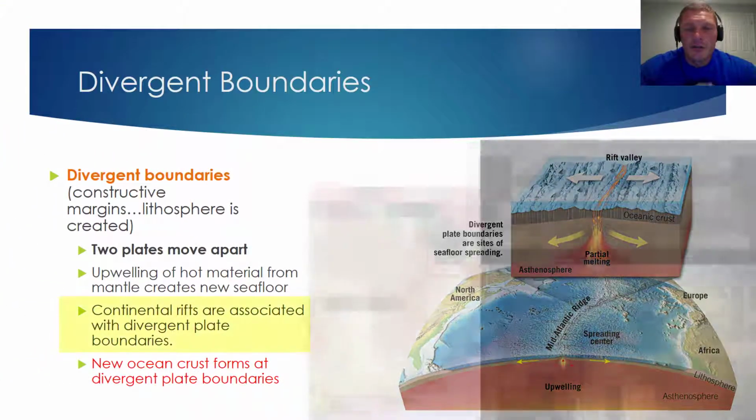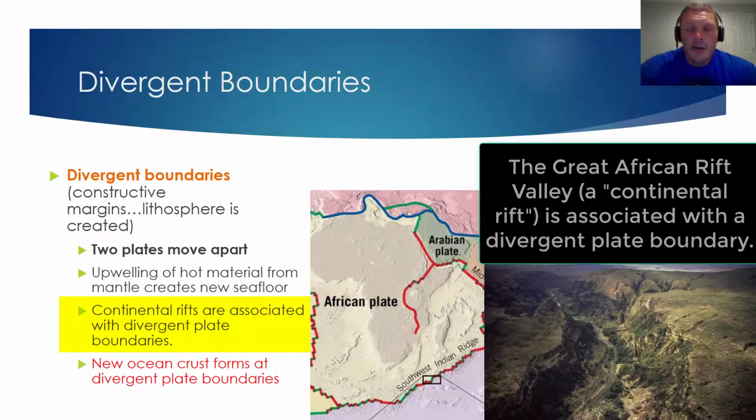I want to show you some pictures of the Great African Rift. The Great African Rift is a continental rift, and it is associated with divergent plate boundaries. I know we focused our conversation on seafloor spreading, but divergent boundaries don't have to occur underwater. And the Great African Rift Valley is a great example of a divergent boundary that can occur on land.